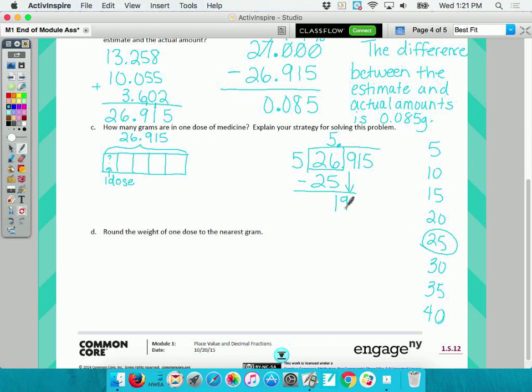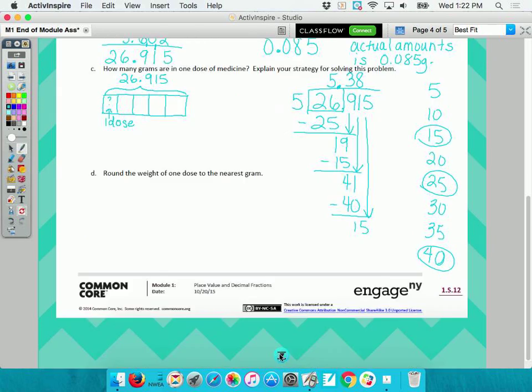What number is closest to 19? 15. 15. 5 times what? 3. What number is closest to 41? 40. 5 times what? 8. Oh, you guys are so good at this. What number is closest to 15? 15. 5 times 3 equals 15.